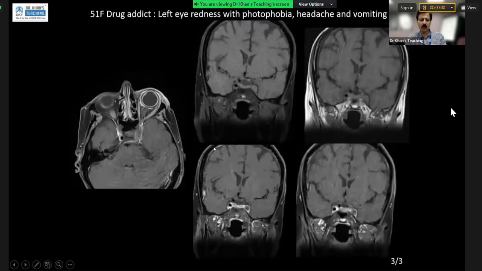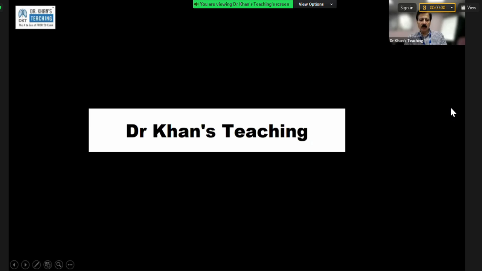This is a coronal, and on coronal you can see the same thing here, and you can see the filling defect on the post contrast. So thank you very much, candidate 4. Sorry, it was a longish day, but having said that, I'm sure that at least the base of skull anatomy you will now remember, hopefully.